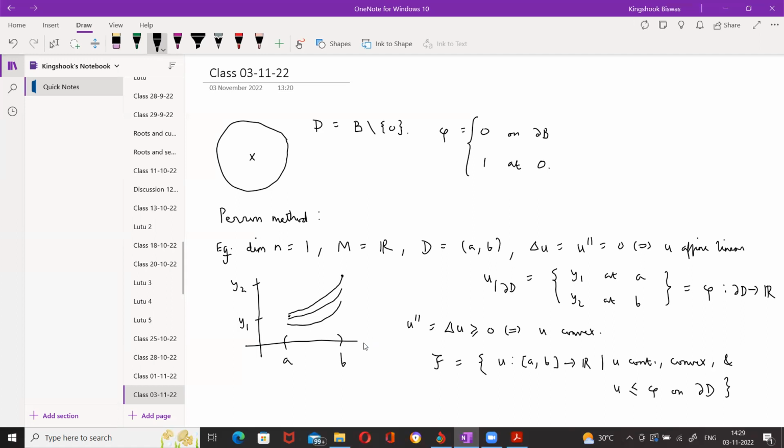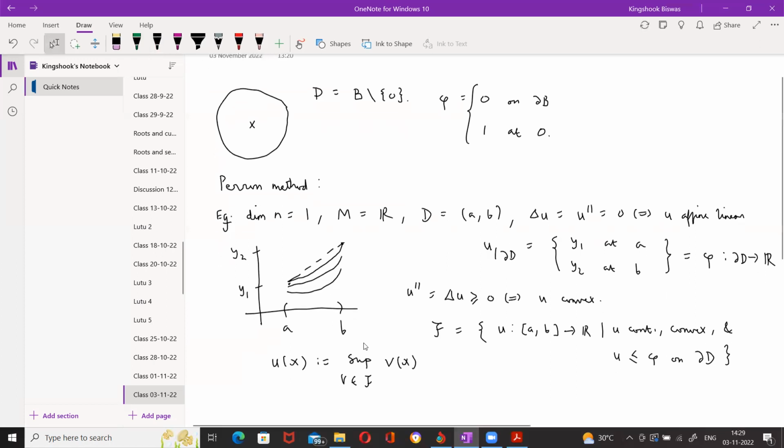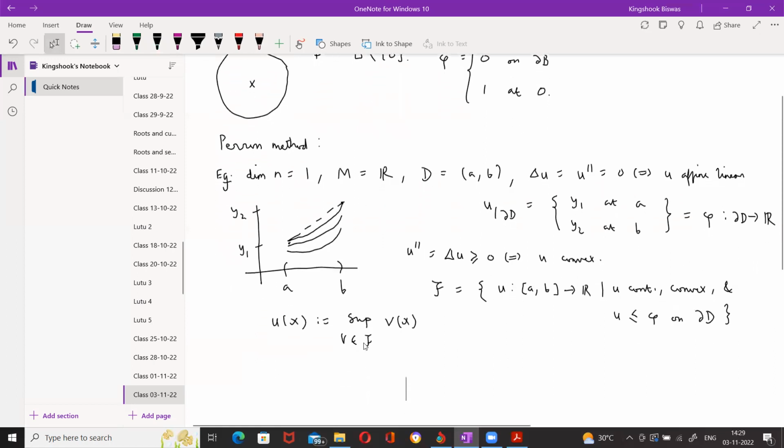And how do I get the straight line? By taking the supremum over all these convex functions. So you define u of x to be the supremum over v in F of v of x. This is the Perron solution. This solves the Dirichlet problem.